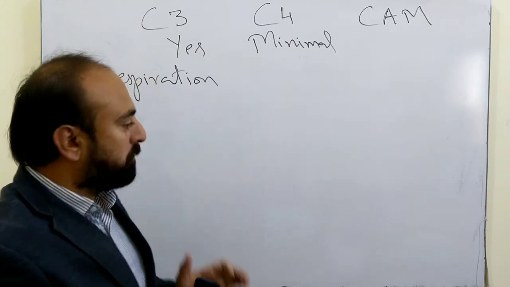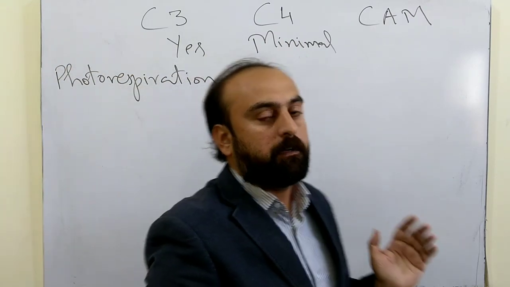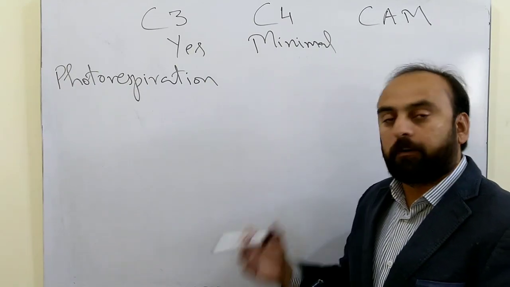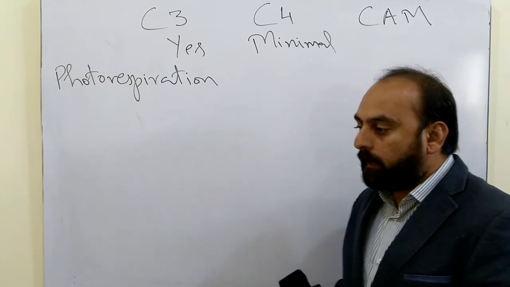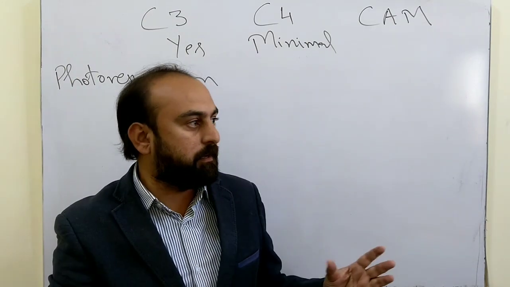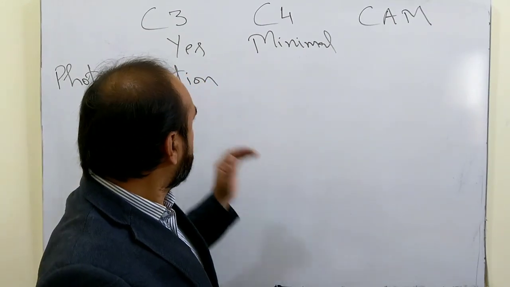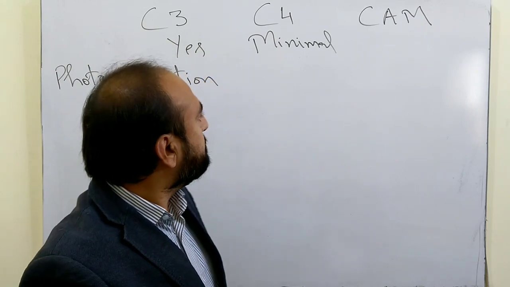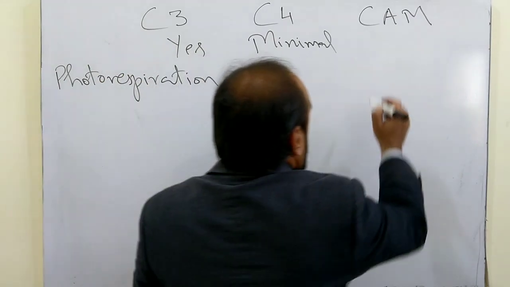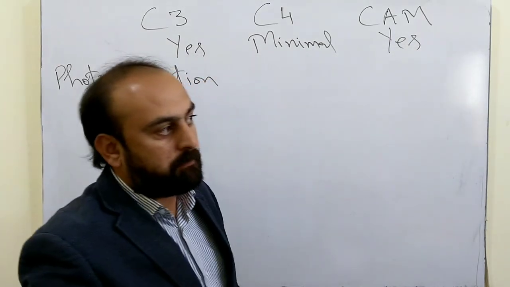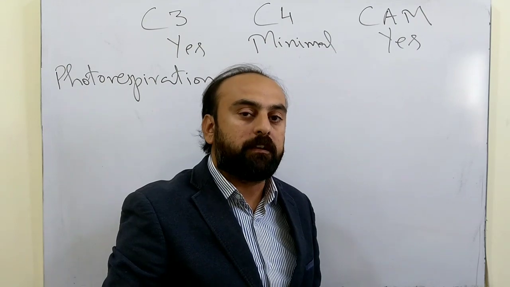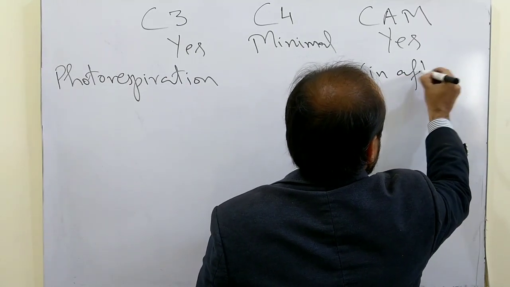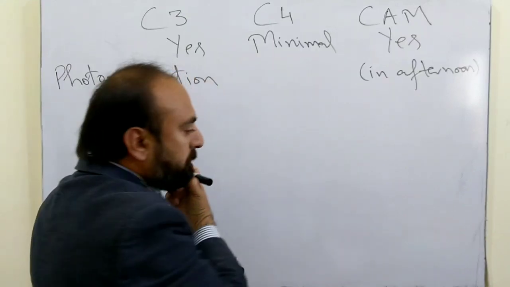Because in C4 plants, rubisco is only present in bundle sheath cells, and the initial carboxylating enzyme is PEPcase, which has 1000 times more affinity than rubisco. Any oxygenation reaction in rubisco which results in the evolution of carbon dioxide is trapped by PEPcase in mesophyll cells. In CAM plants, photorespiration can be seen in the afternoon when the C3 cycle is taking place.